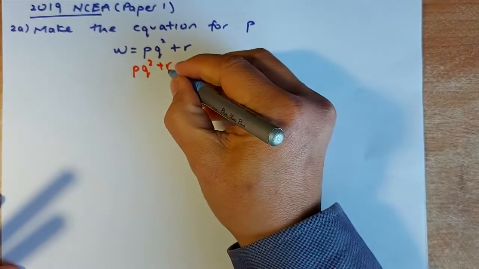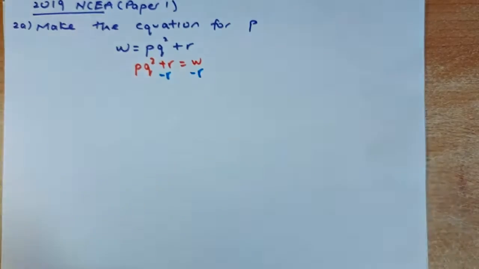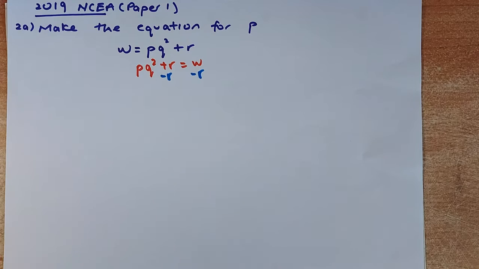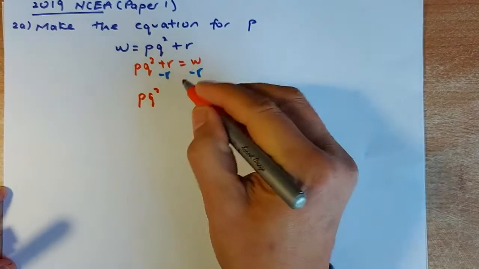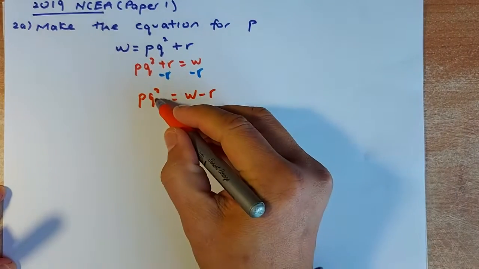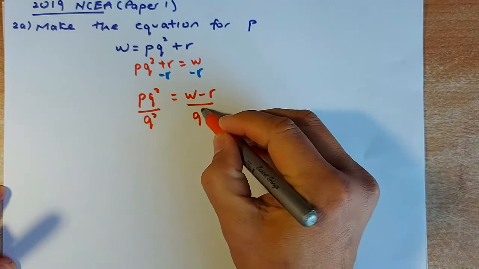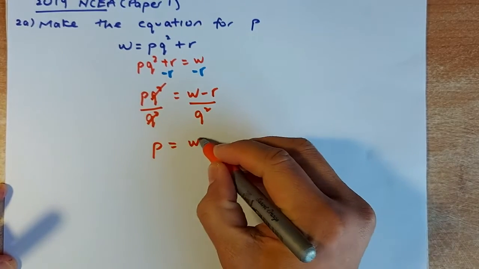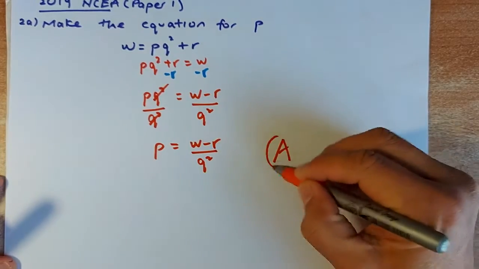So plus R, you do the reverse. You minus R on the left, and you must do the same on the right. When you do that, the R will cancel out. So what's left is PQ squared equals W minus R. Then, of course, you must get rid of the Q squared. To do that, you divide by Q squared on both sides, and the Q squared will cancel out. So what's left is P equals W minus R over Q squared, and that is an Achieved.